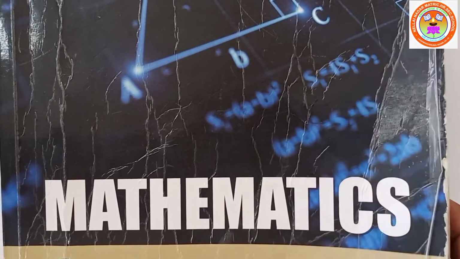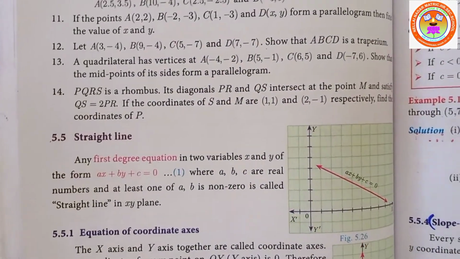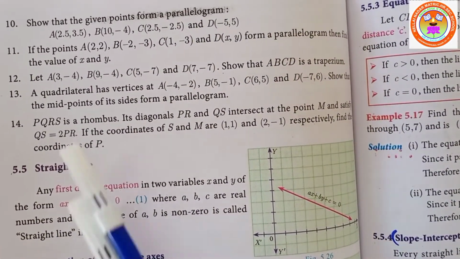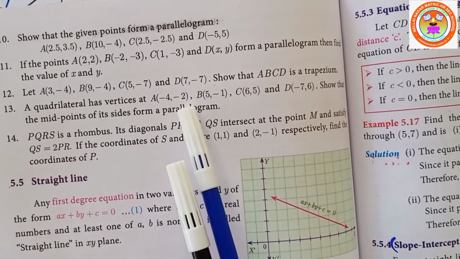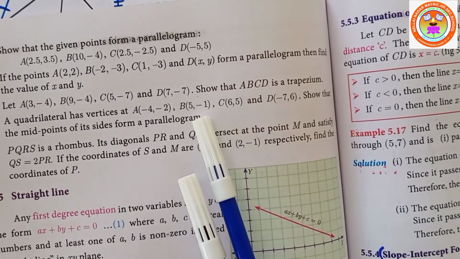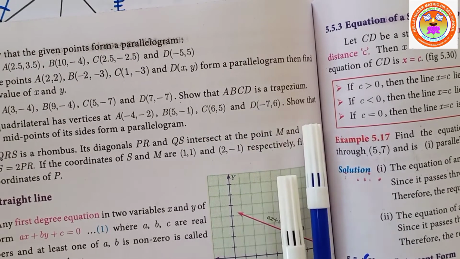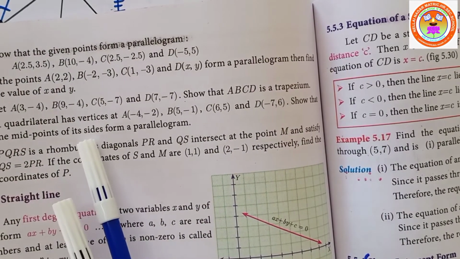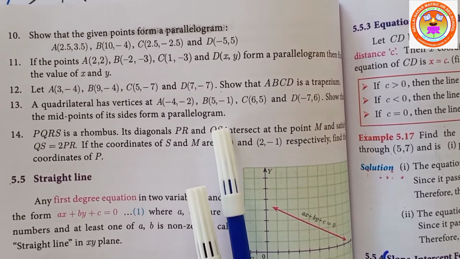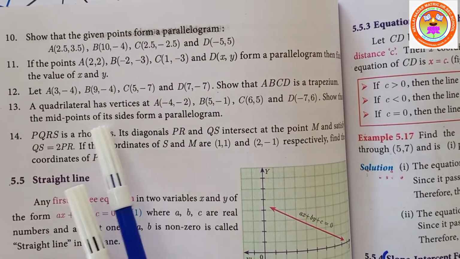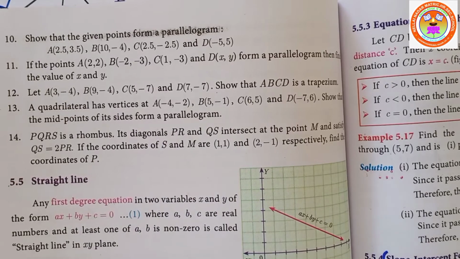Now problem number 13. A quadrilateral has vertices at (-4, -2), (5, -1), (6, 5) and (-7, 6). Show that the midpoints of its sides form a parallelogram.